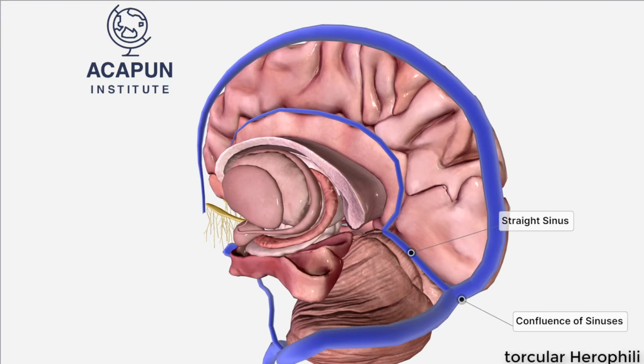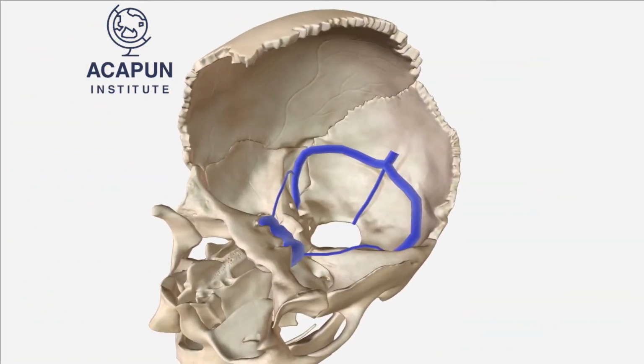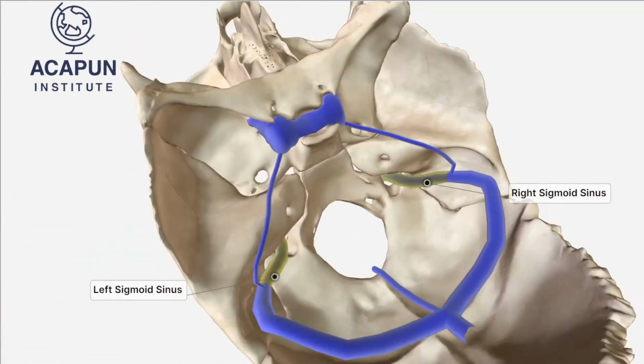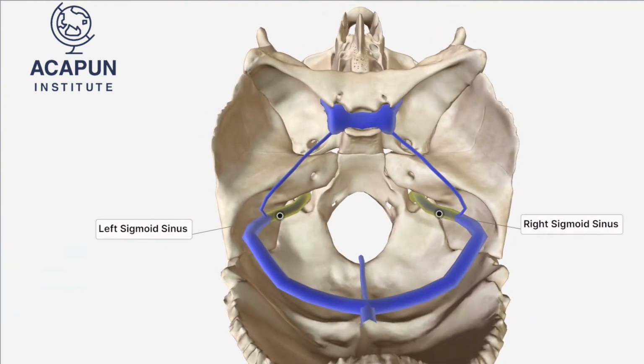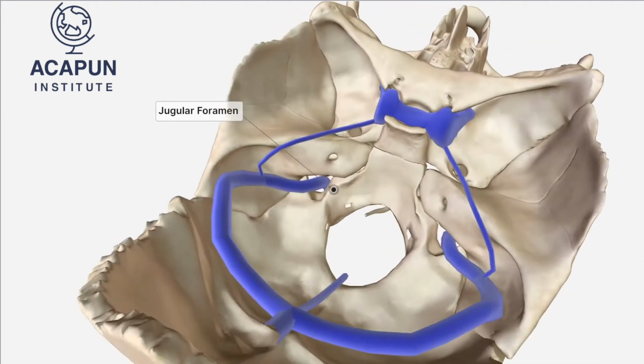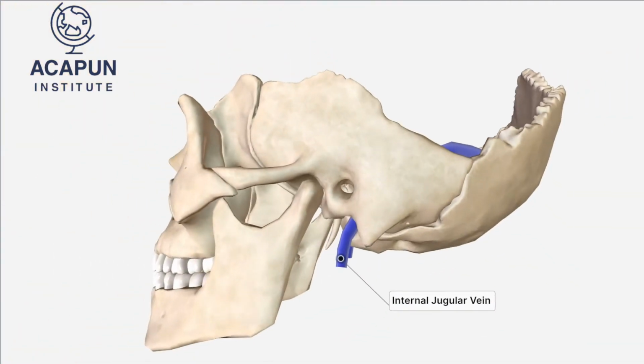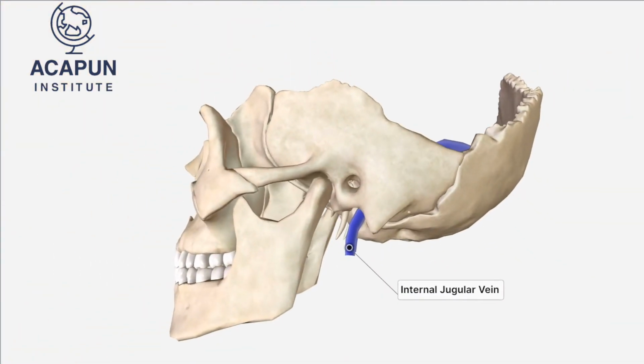Extending laterally from the confluence of sinuses are the transverse sinuses. Coursing within a groove in the occipital bone, these drain into the sigmoid sinuses. I've just rotated to a superior view so that you can appreciate the morphology of both the sigmoid sinuses in relation to the transverse sinuses. It's very common for one transverse sinus to be larger than the other due to asymmetric drainage of blood. The larger transverse sinus is referred to as the dominant sinus. The sigmoid sinus gets its name from its curved, S-shaped morphology and passes into the jugular foramen to drain into the internal jugular vein.